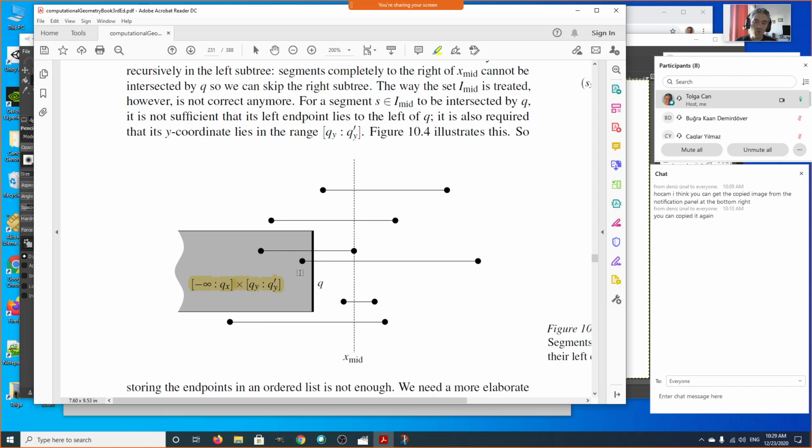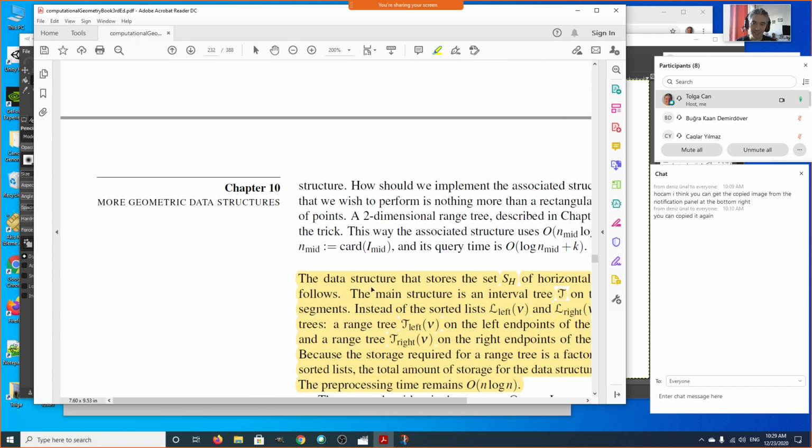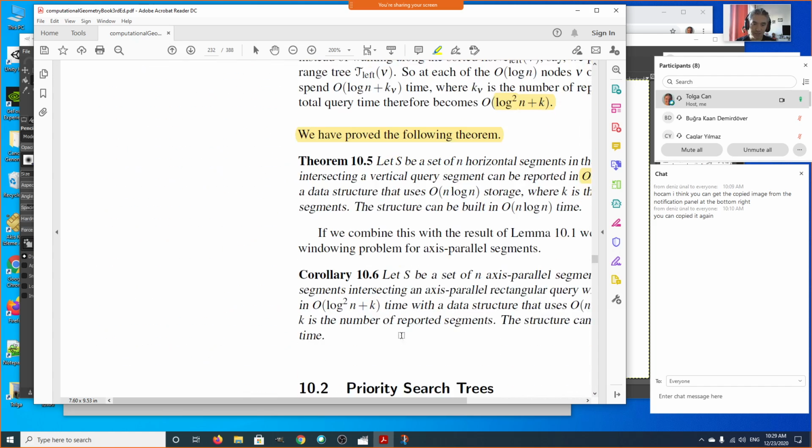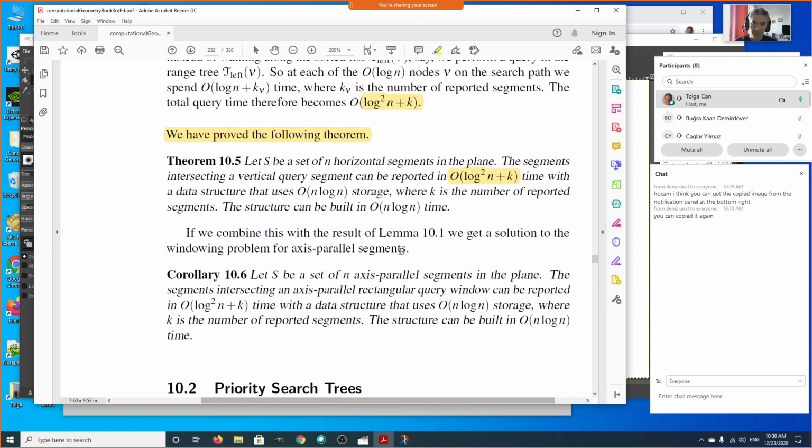We want points that are between two values in terms of y coordinate, but are not bounded on the left-hand side. So, can we use a different structure to solve queries of this type? This is what we are going to do in the second part. The main goal of this second part is to reduce the storage requirement of O(n log n) to O(n).